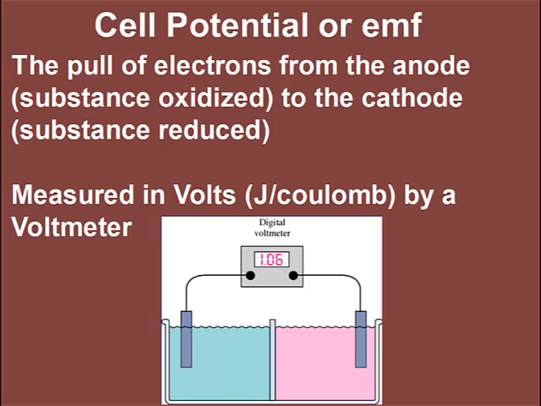Cell potential, or EMF, is the pull of electrons from the anode, the substance being oxidized, to the cathode, the substance being reduced. Remember, electrons are flowing from the anode to the cathode. We measure that in volts, and volts are joules/coulombs. In our very last section, we'll talk more about volts in the joules/coulombs when we have units canceling out, but for now, you can just know that they're measured in volts with a voltmeter. So we put a voltmeter on that wire so we can measure the amount of voltage going through the wire.